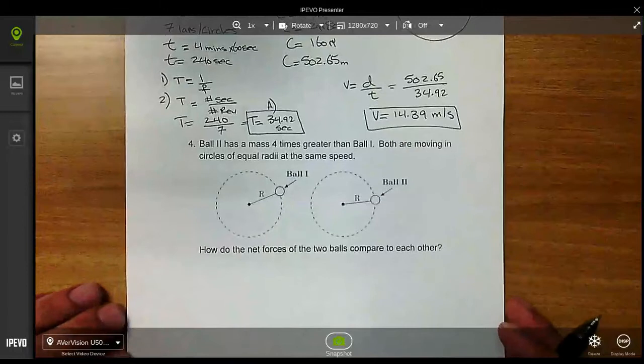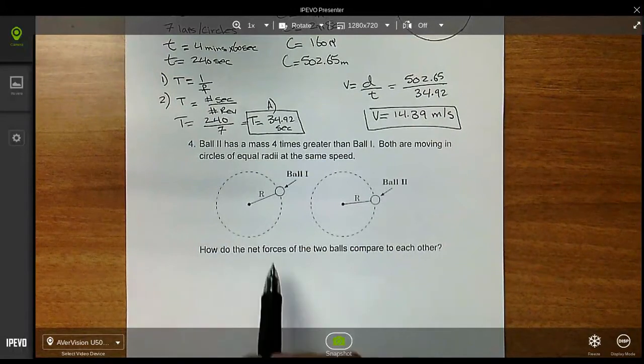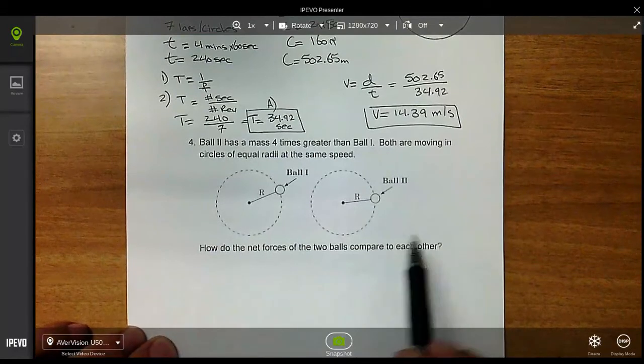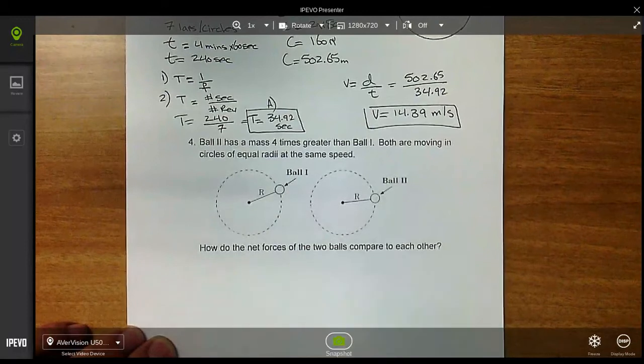Moving on to number 4. It says that ball 2 has a mass 4 times greater than ball 1. Both are moving in circles of equal radii at the same speed. So this goes back to a logic problem. They don't give us any exact values, so we're free to choose. It says, how do the net forces of the two balls compare to each other? So we're going to compare the net force of ball number 1 to ball number 2.